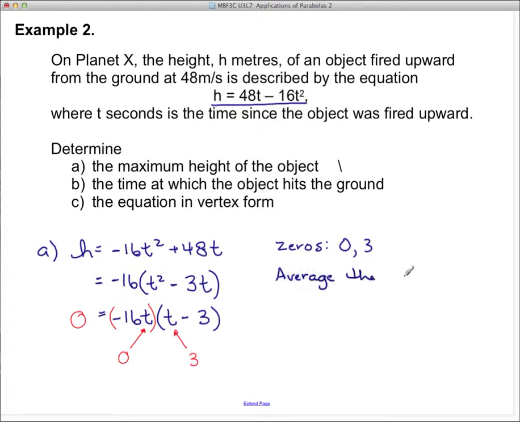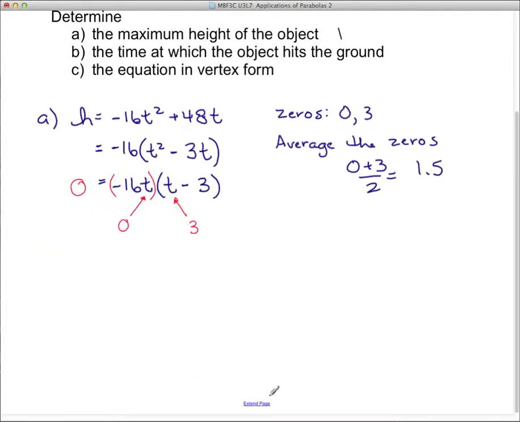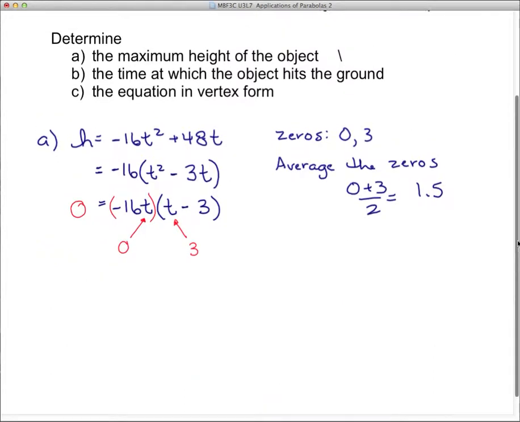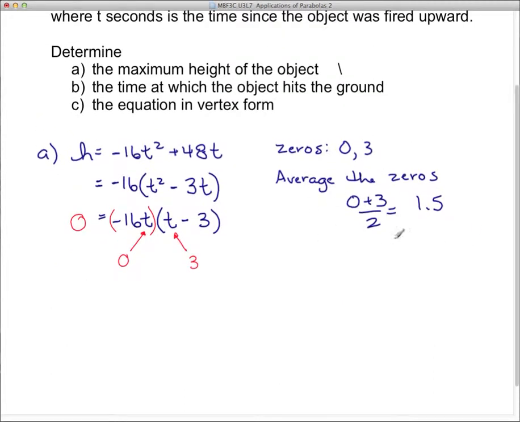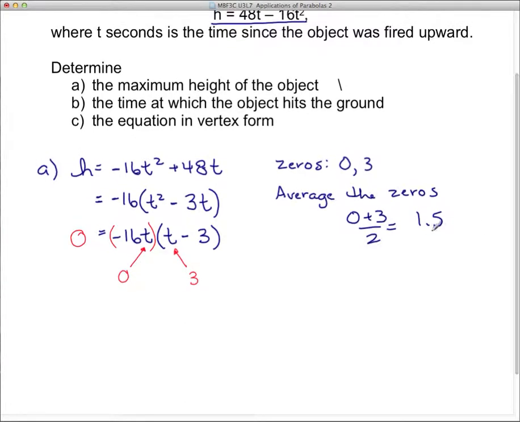Average the zeros. So 0 plus 3 divided by 2 equals 1.5. Now you might have been able to get that right off the bat. If you can, awesome for you. If not, this works every time. And that is going to be the x-coordinate of the vertex.